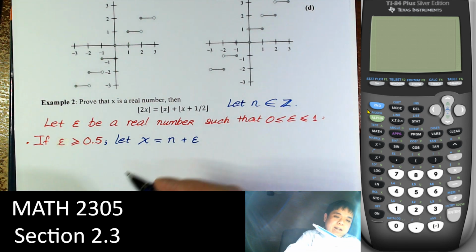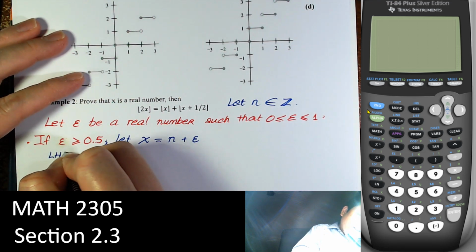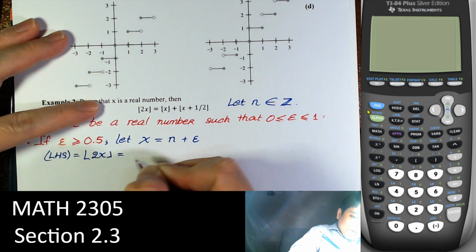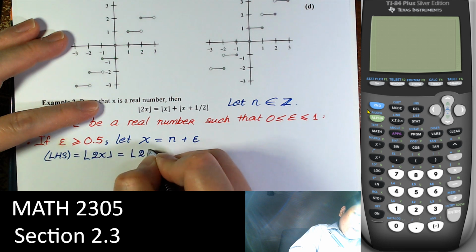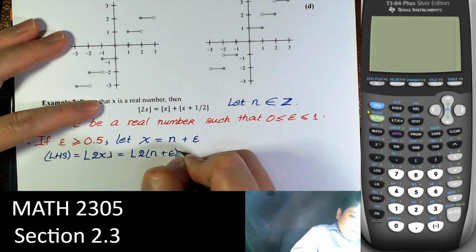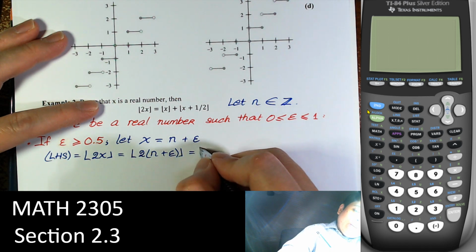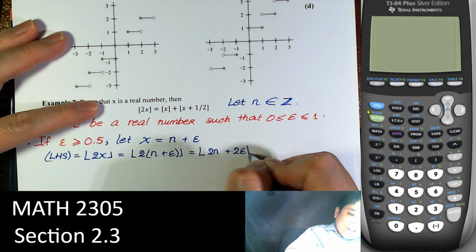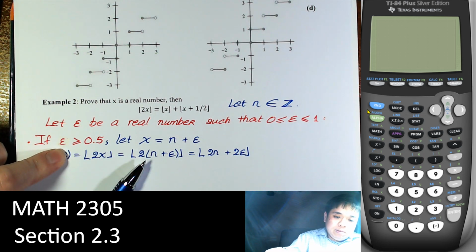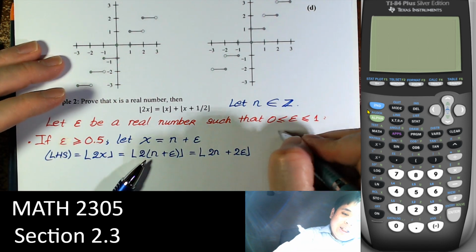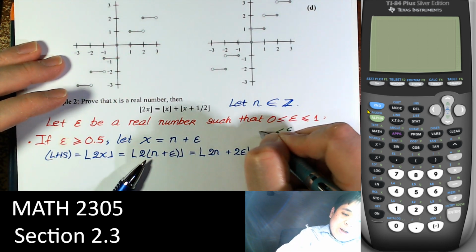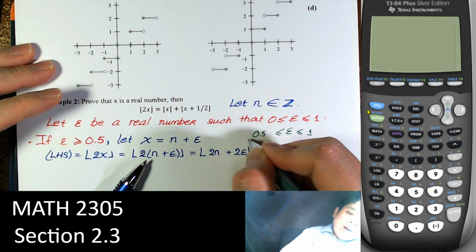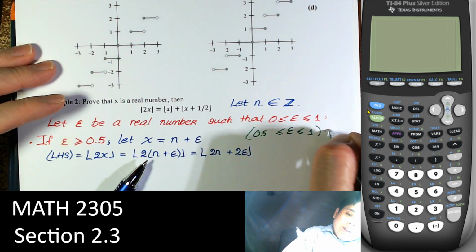Right? And now let's look at the left hand side. Left hand side, the floor function of 2x. We have 2n plus 2 epsilon. So we have 2n plus 2 epsilon. Now, if epsilon is greater than or equal to 0.5, but still less than 1, multiply by 2. We have 1.